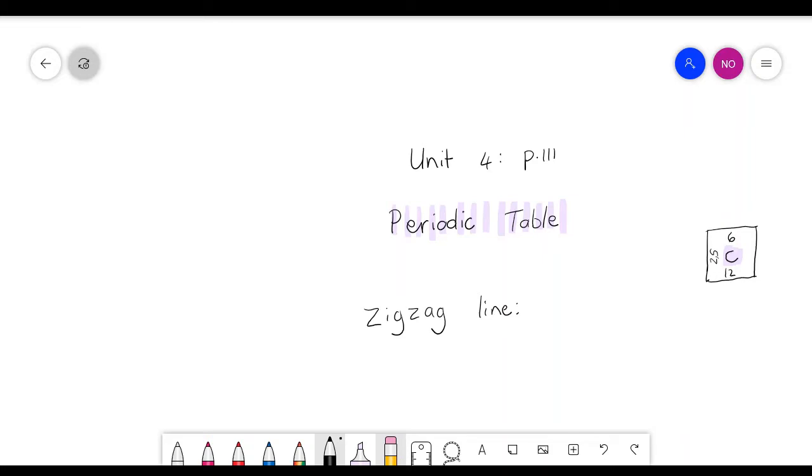Okay. When you look at the zigzag line on page 112, what do you think that is an indication of?